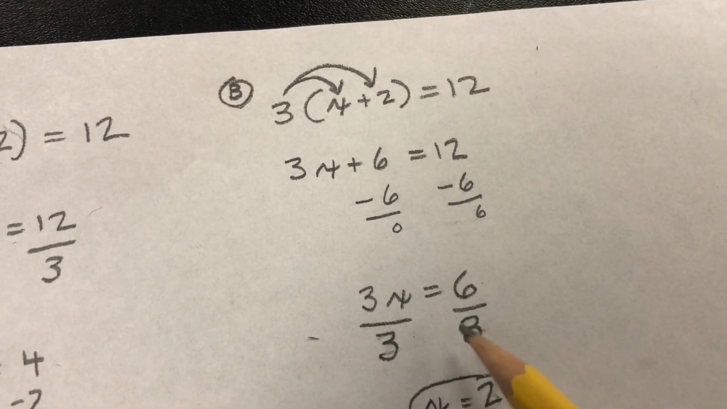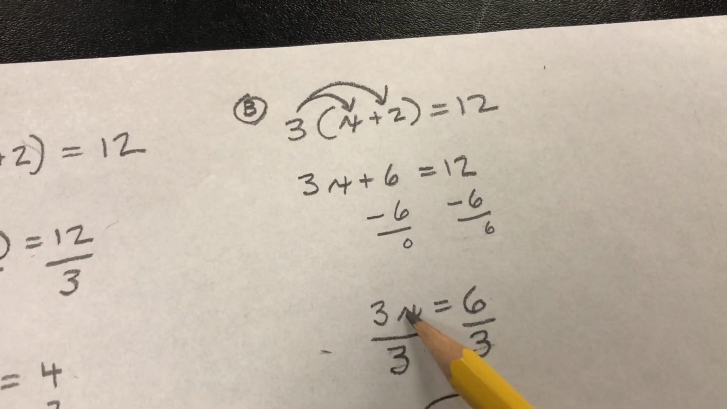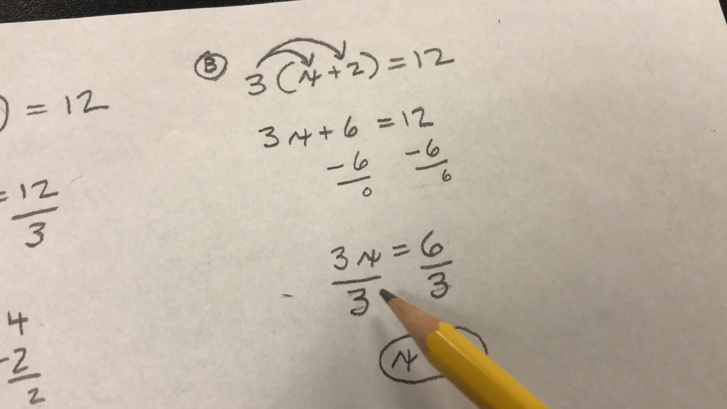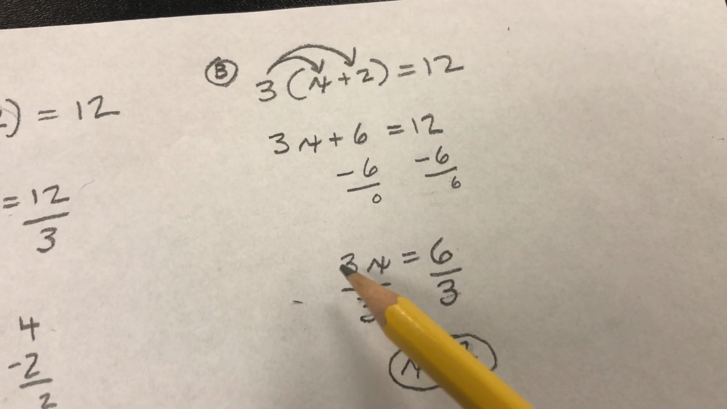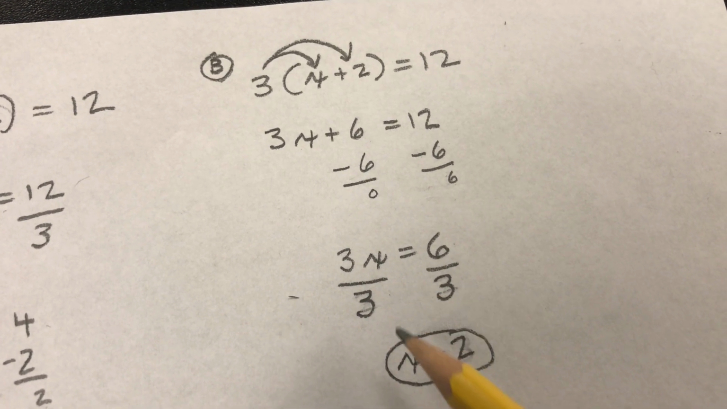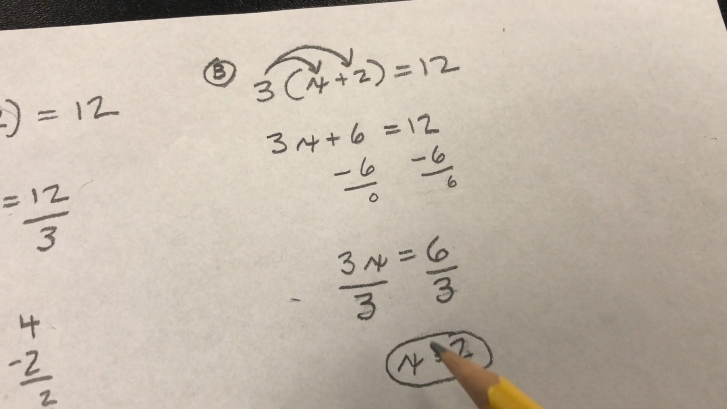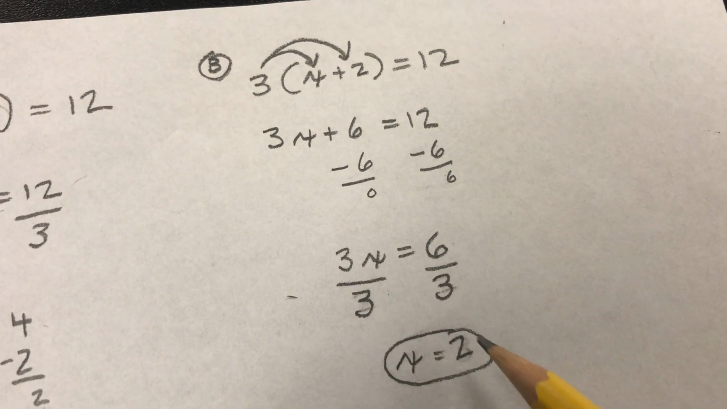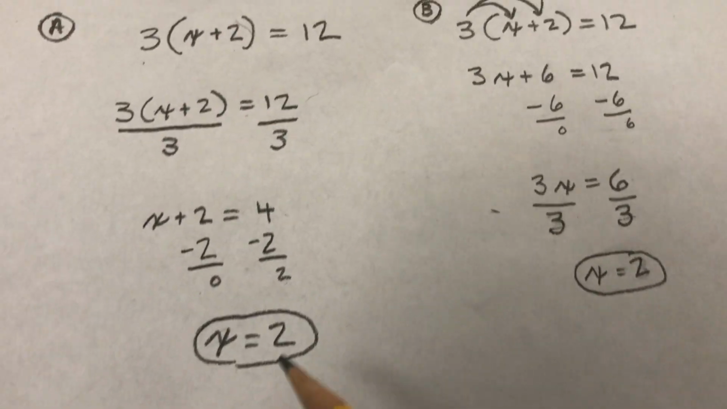Why are these 3's under here? Well, I want to get this x all by itself right down there. So I'm going to divide it by 3, because 3x divided by 3 is 1x. And that leaves the x all by itself. And then 6 divided by 3, of course, is 2. So we have the same answer that we had over here.